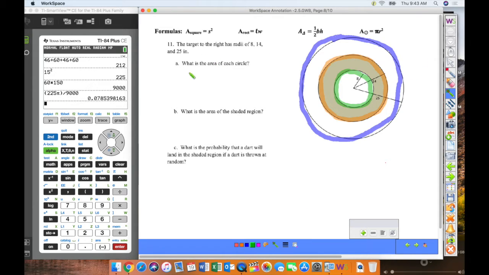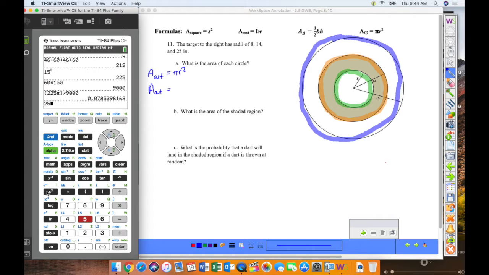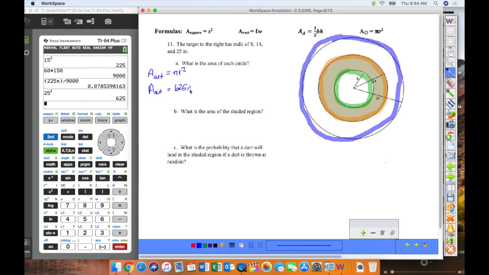They say, first off, what is the area of each circle? So let's roll with it. I'm not going to call it the blue circle because I don't have it highlighted, but we'll call it the area of the outside. So area of the outside is pi r squared. Remember, we have to start with the formula. And its radius is 25, because they tell us so. So area of the outside circle equals pi times 25 squared. If you don't know that, we can always punch that in. That would be 625 pi, and that would be inches squared.